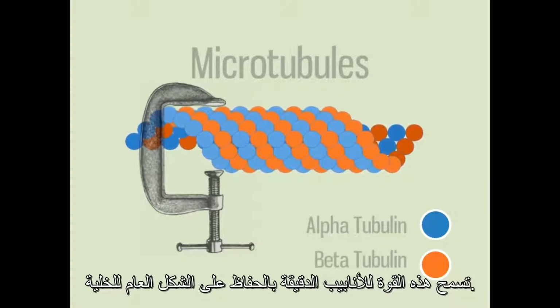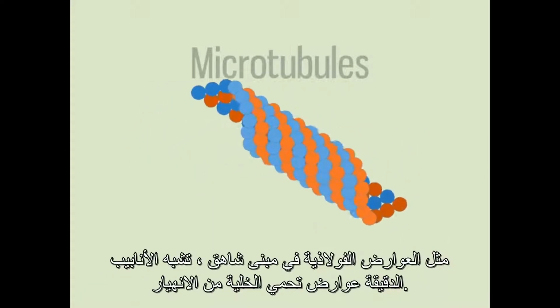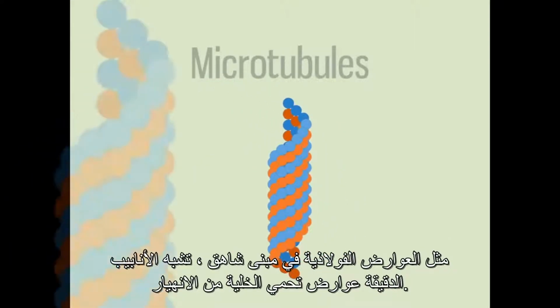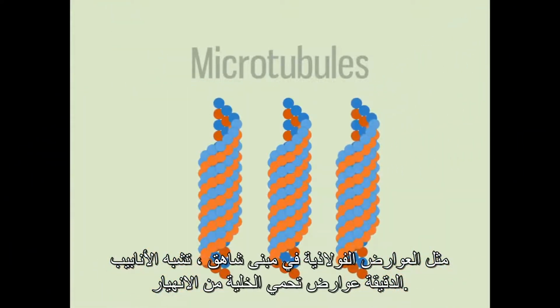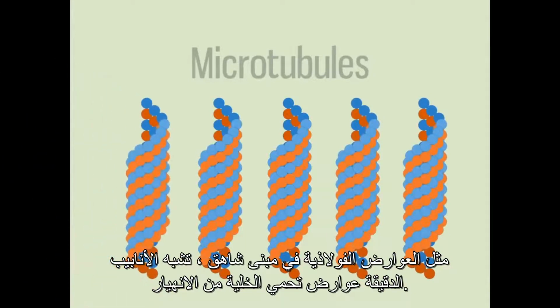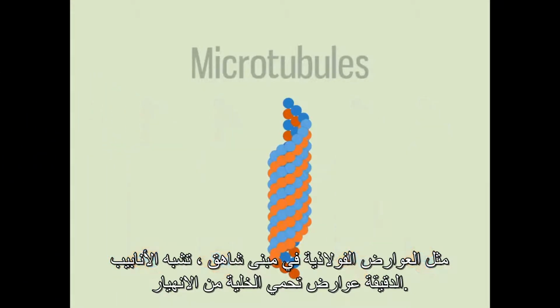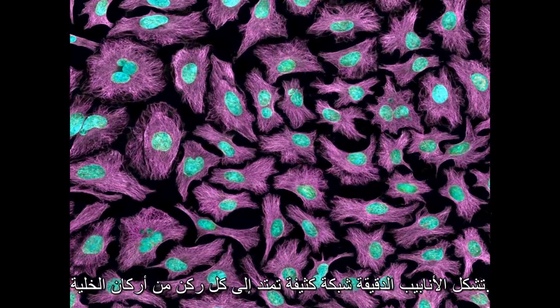This strength allows microtubules to maintain the overall shape of the cell. Like steel beams in a tall building, microtubules are like girders that protect a cell from collapse. Microtubules form a dense network that stretches to every corner of the cell.